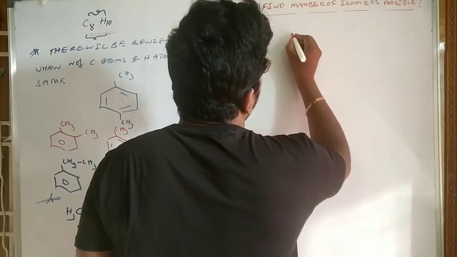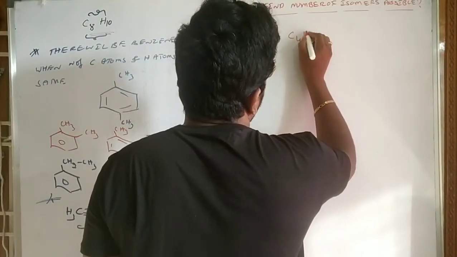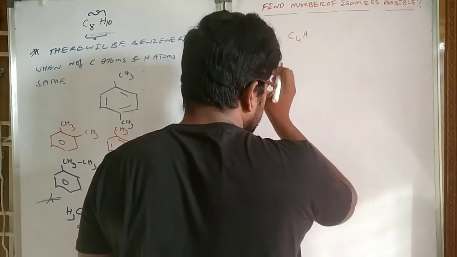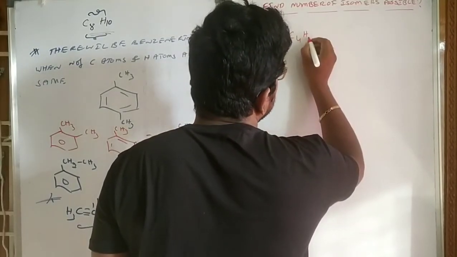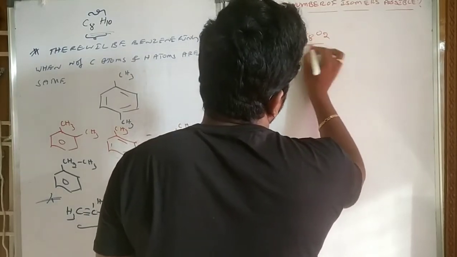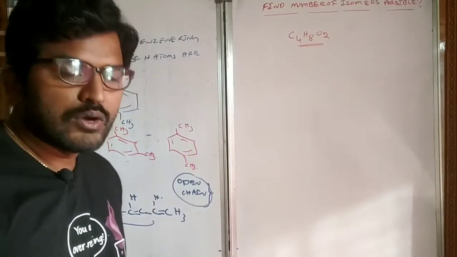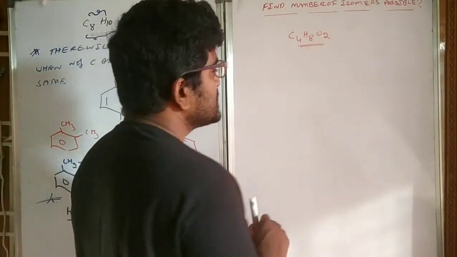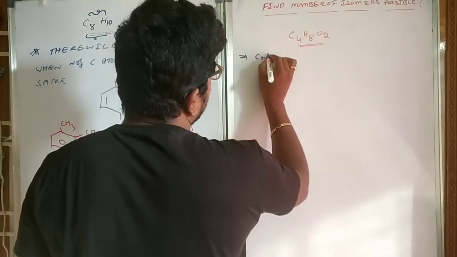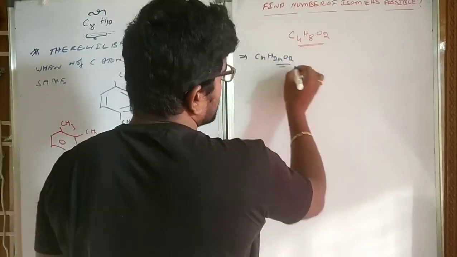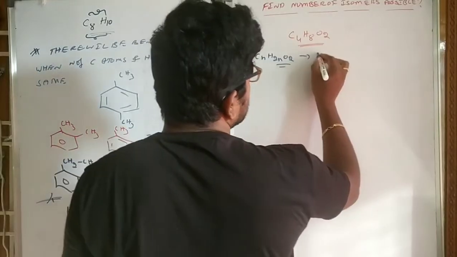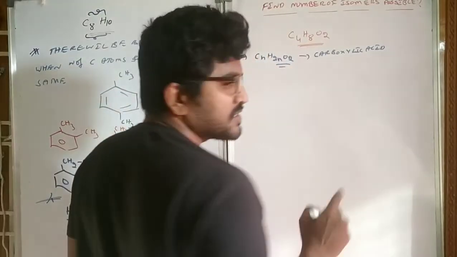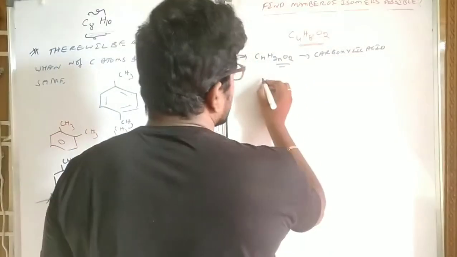Let us say, find the number of isomers possible for C4H8O2. C4H8O2, how many isomers are possible for this? We know very well C4H8O2 means it is in the form of CnH2nO2. CnH2nO2 means it is a carboxylic acid. First point is to write the functional isomers.